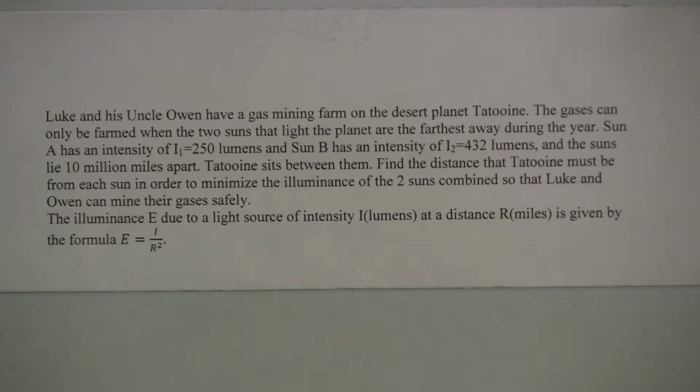Tatooine sits between them. Find the distance Tatooine must be from each sun in order to minimize the illuminance of the two suns combined so that Luke and Owen can mine their gases safely. The illuminance E due to a light source of intensity I in lumens at a distance r in miles is given by the formula E equals I over r squared.